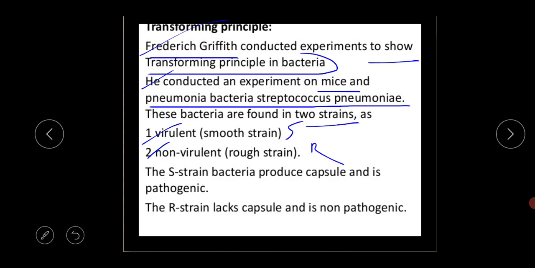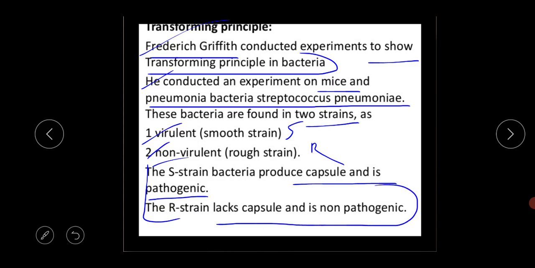I have written the definition also. The S strain bacteria produce a capsule and are pathogenic, and the R strain lacks a capsule and is non-pathogenic. What is the meaning of pathogenic? Pathogenic means they can infect the other organism's body and transmit the disease to it. But non-pathogenic means they cannot transmit the disease to the other organism's body.